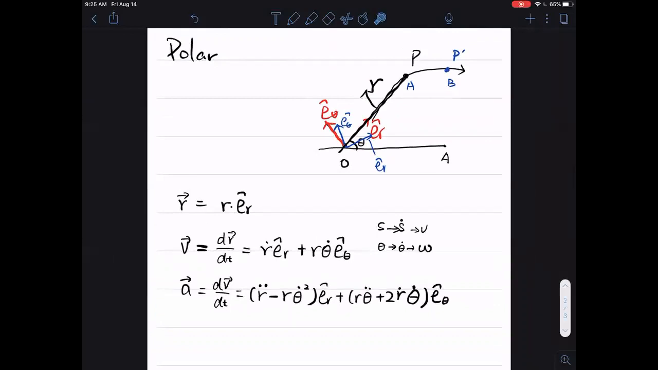Okay. So far, we should have three coordinate systems: Cartesian, polar, and path. Which one is your favorite? It's polar, right? No? Not polar?